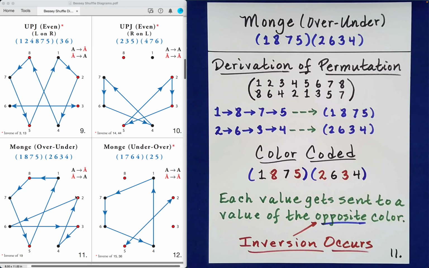Now, if you look at the messy nature of the movement of the cards in these various positions, it should be rather surprising, as we'll see, that both the over-under and under-over are Bessey Shuffles, meaning they preserve or invert, as is the case here. Inversion occurs. They preserve or invert Bessey sequences. And then I have a note down here that this particular shuffle is the inverse of shuffle 19 that we'll look at in a future video.